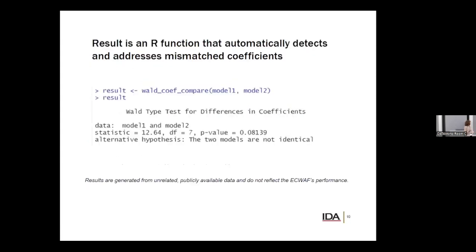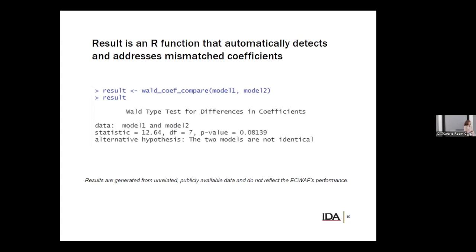And so we do all that, and the output is something in R that looks like this. So once again, this is all fake data. Don't read too much into this, but you simply have your result. You call the Wald coefficient compare function on your two models that you created, model 1 and model 2. And your output gives you a test statistic and a p-value. And with this p-value, you can interpret this and choose whether or not you would like to reject your null hypothesis.